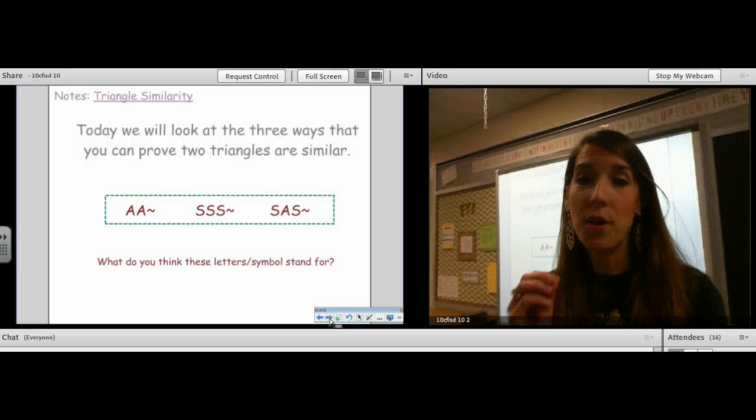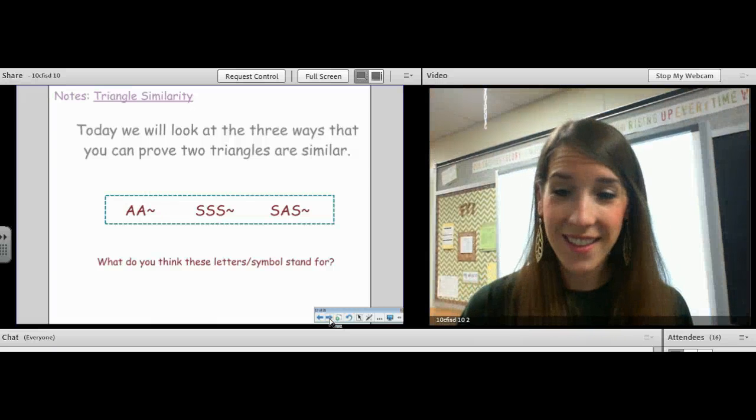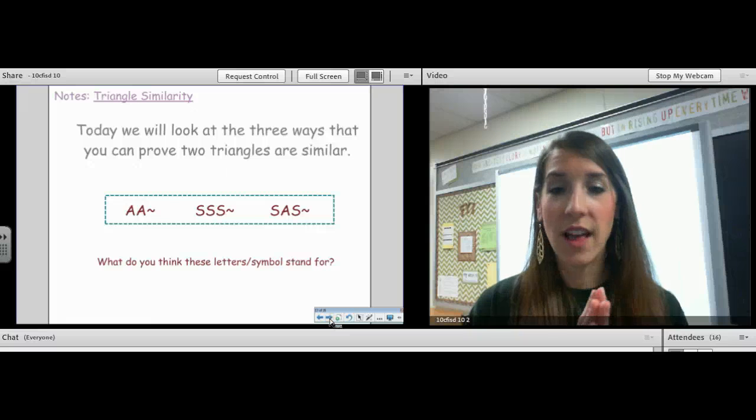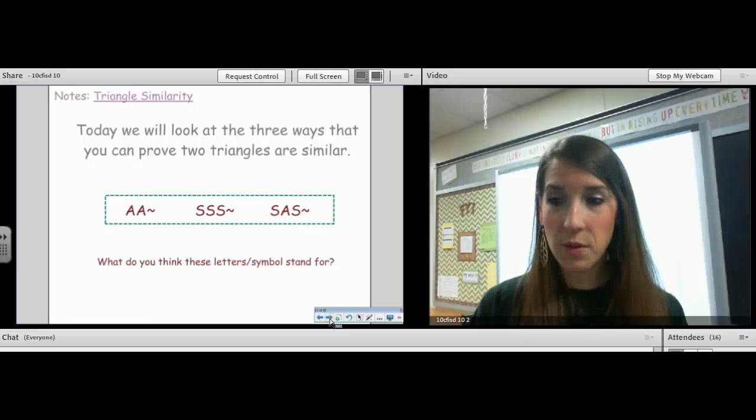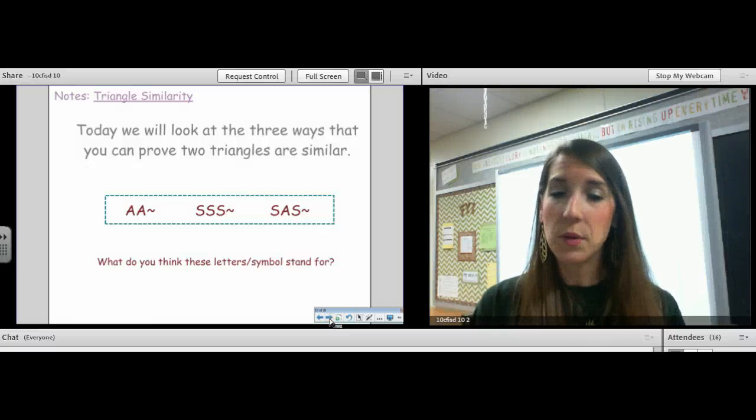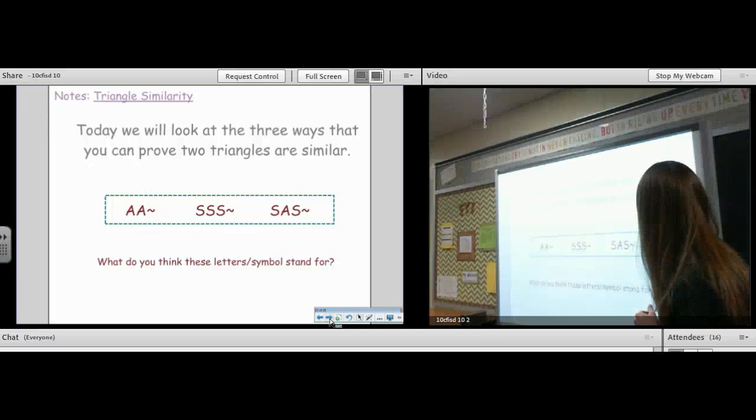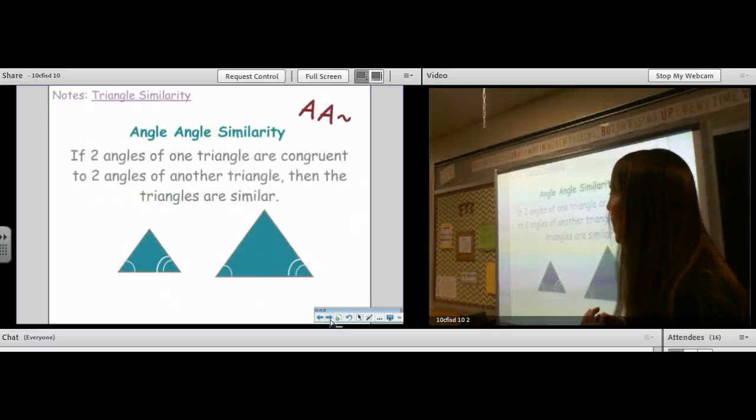If you don't put the squiggly, I know that's a technical term, if you don't put the squiggly after the letters, then you are proving them congruent and not similar, and that is bad. So we need to not ever, ever forget our squiggly. You forget your squiggly, you get it wrong. Okay. So, angle, angle similarity.